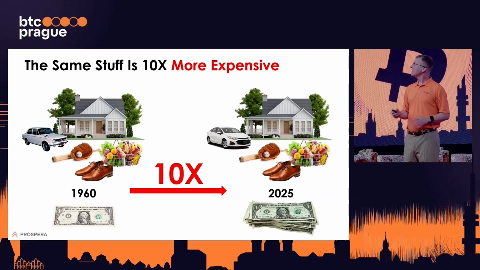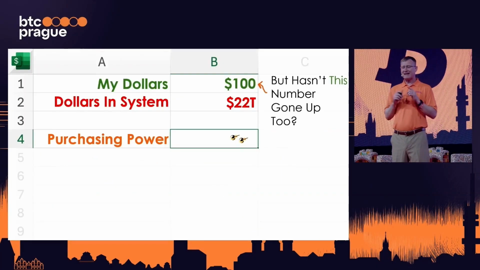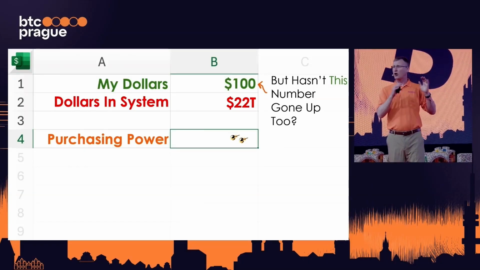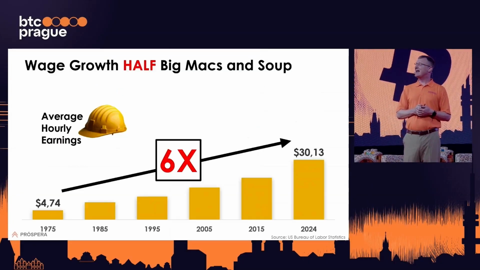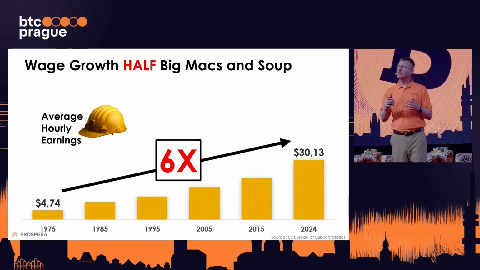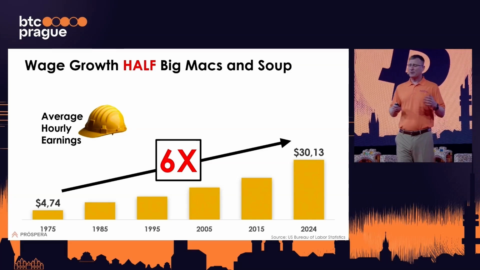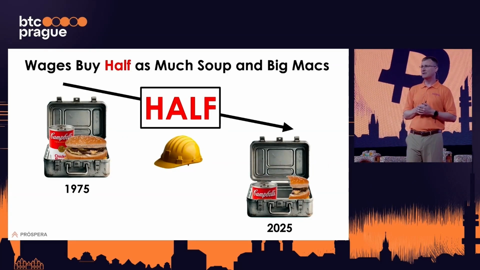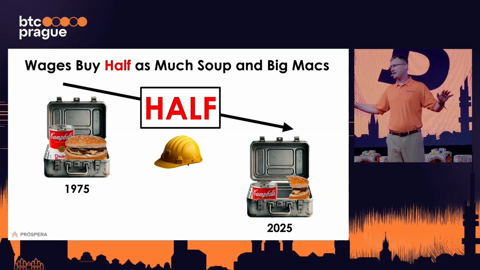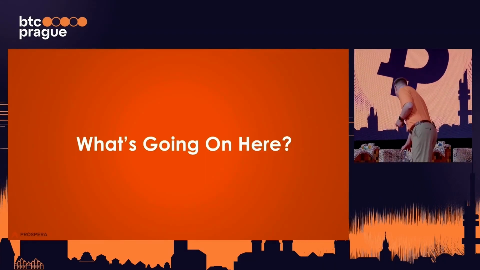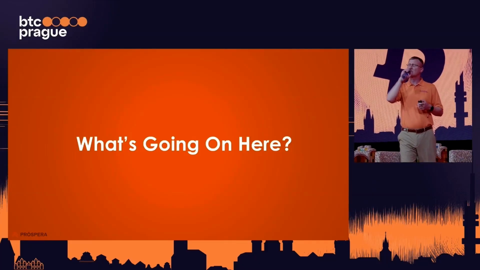Everything's rising. Now you may be wondering, but hasn't this number also gone up too? Hasn't the amount of dollars that are earned gone up? And the answer is yes, but only about half as much as the prices have risen for everything people need to buy. A typical hour of work buys you about half as many Big Macs and about half as much Campbell's soup and about half as much of anything as the same hour of work bought you in 1975. What is going on here? If this seems crazy, it is.